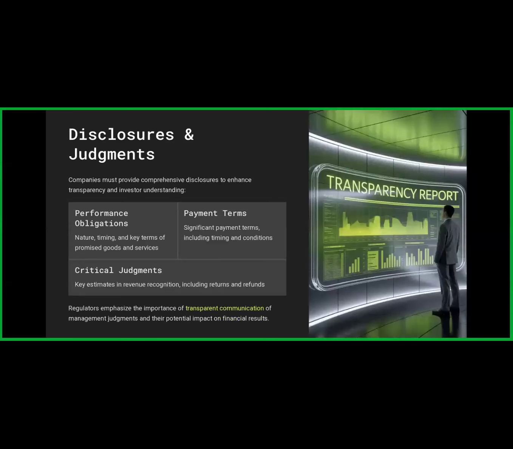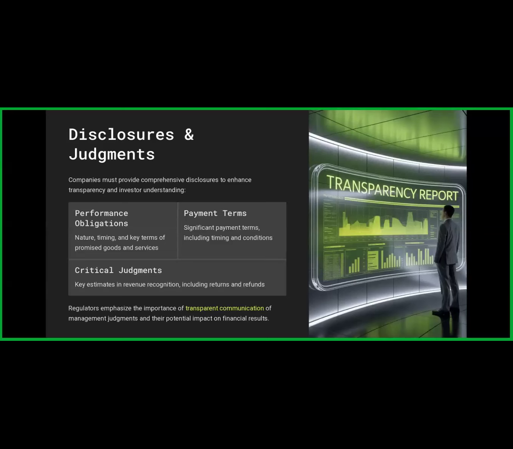The next part is the disclosures and judgment. A company must provide comprehensive disclosure to enhance transparency and investors' understanding. The disclosure of revenue is very important from the point of view of the different stakeholders. How much revenue is the company generating? That value provides guidelines to the different stakeholders.